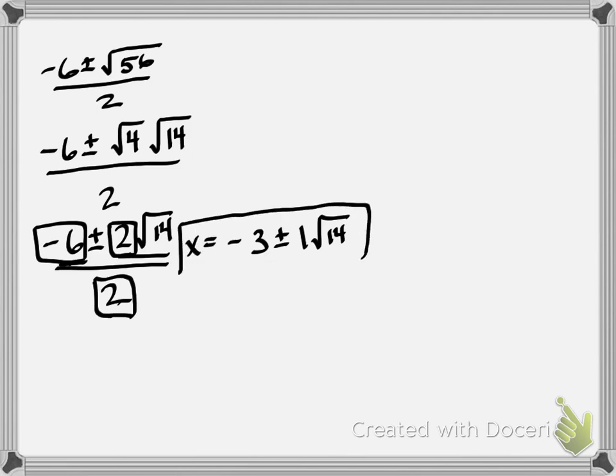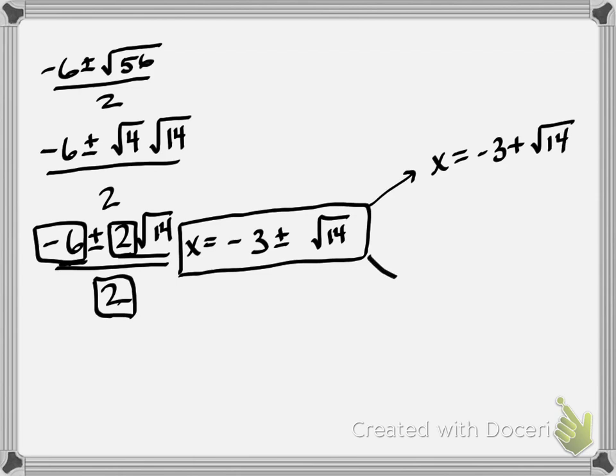We get two answers. Negative 3 plus or minus, and actually I don't need that 1 in front of the 14, but negative 3 plus or minus the square root of 14. Now remember, that actually represents two answers. x equals negative 3 plus the square root of 14, and x equals negative 3 minus the square root of 14.